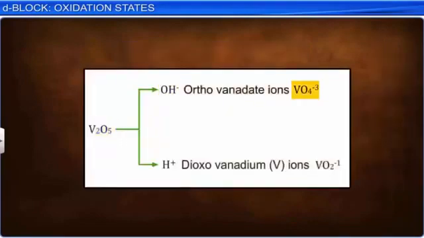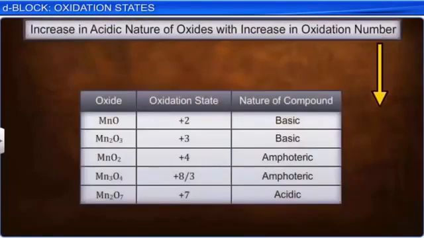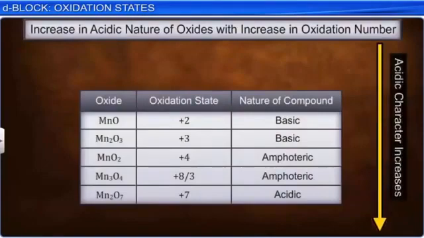In higher oxides, the acidic character is predominant. Thus, manganese(VII) oxide gives permanganic acid, while chromium(VI) oxide gives chromic acid and dichromic acid.